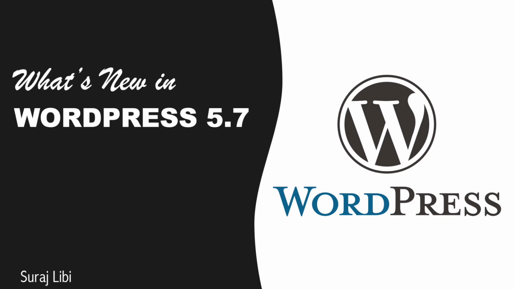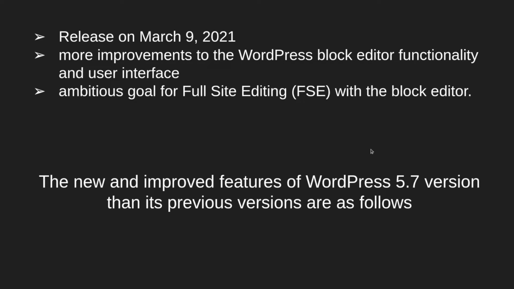Today I'm here to explain the features and improvements of WordPress 5.7 over WordPress 5.6. So let's start. WordPress 5.7 was released on March 9, 2021, and it has improvements over the WordPress block editor functionality and user interfaces. Its main goal is to move the WordPress block editor toward the full site editing option.